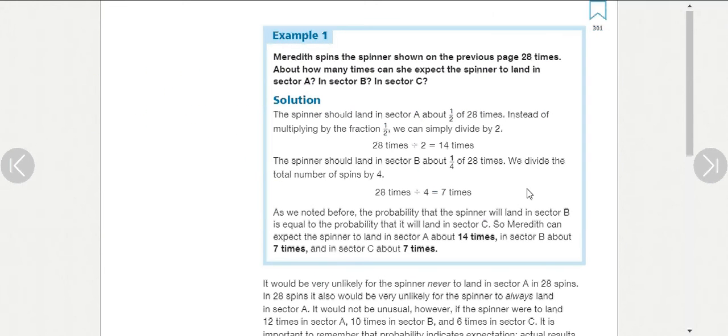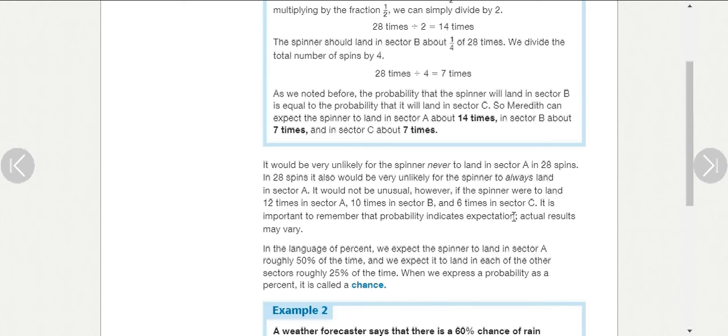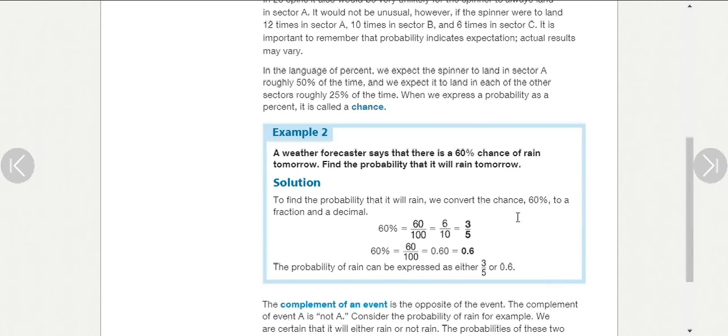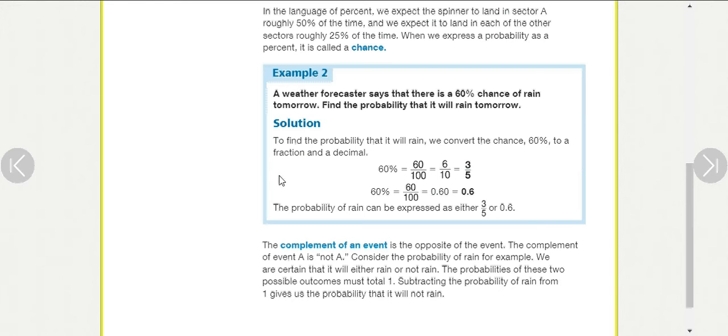Hopefully that's making some sense. Like a weather forecaster, in the language of percent, we expect the spinner to land in sector A 50% of the time, right? Same as a half. We expect it to land in each of the other sectors roughly 25% of the time. When we express probability as percent, we call it chance. When do we call it chance? When we talk about percent chance, not fraction probability.